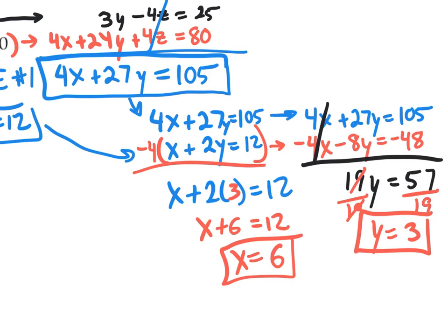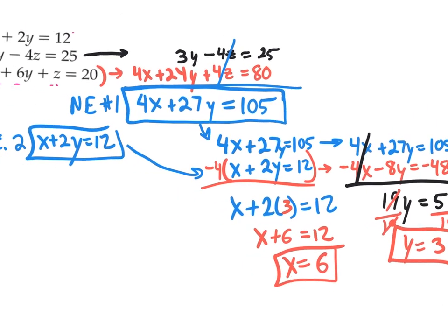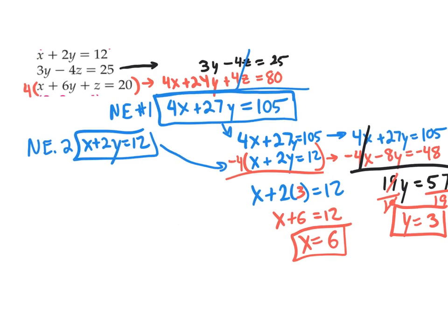We still need z. So we're going to go back to the original and plug in our x value and our y value to find the z value. Of course, I would use the bottom one that has the x, the y, and the z. Let's plug in 6 for x and 3 for y and keep everything else the same. Let me rewrite the whole thing: x plus 6y plus z equals 20. So 6 plus 6 times 3 plus z equals 20. Let's do some math.